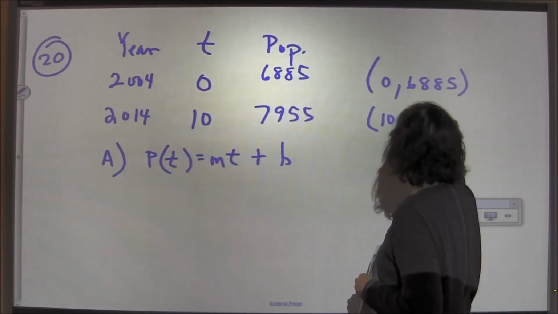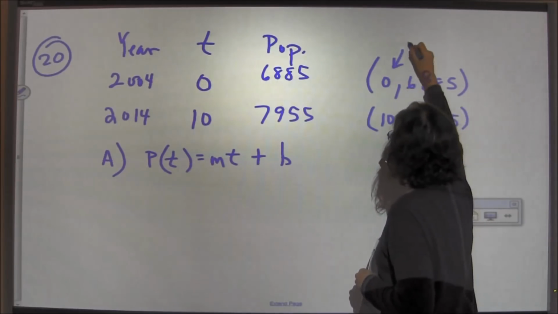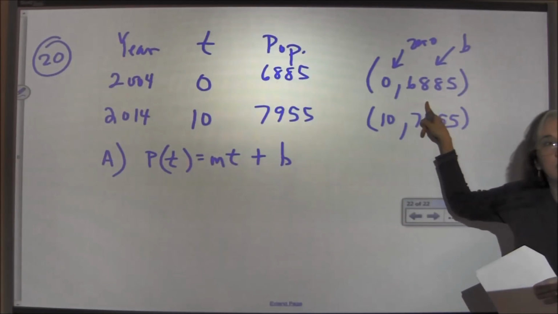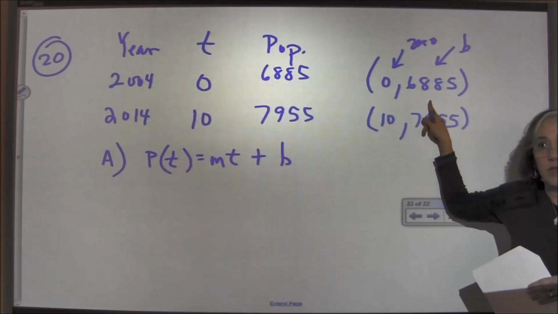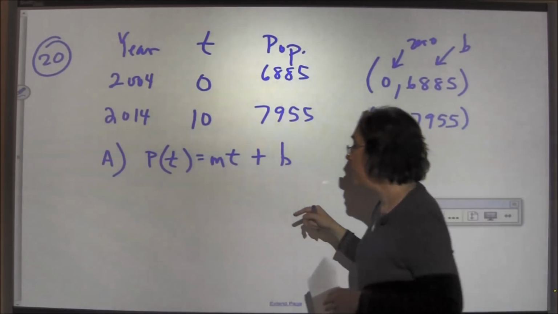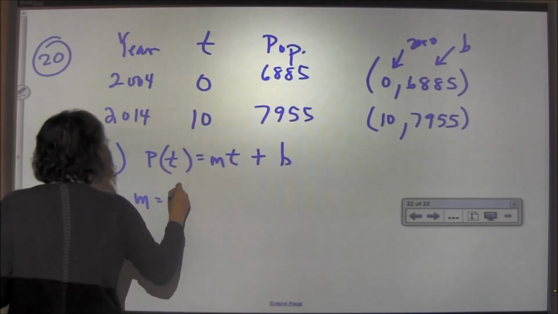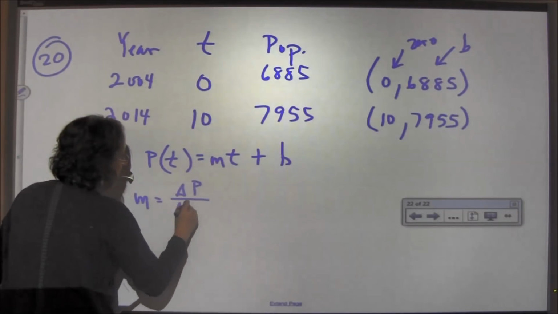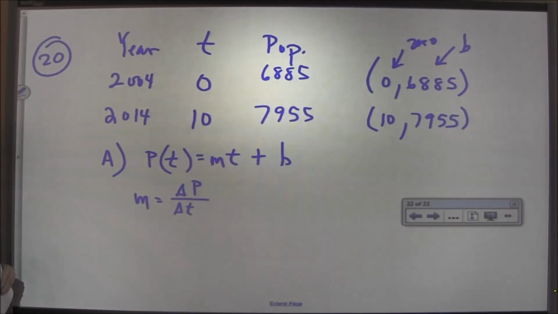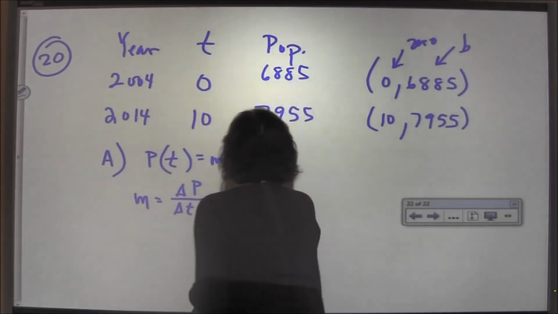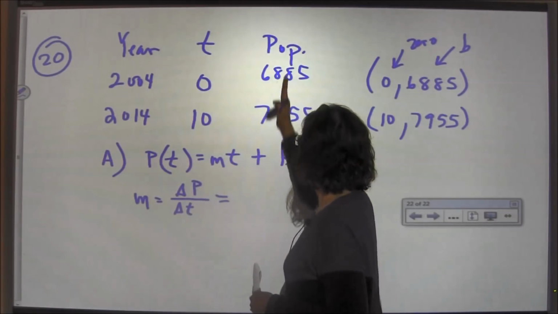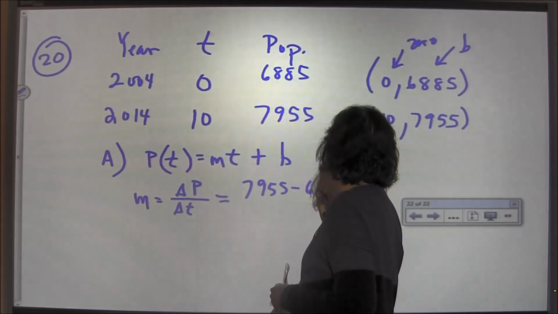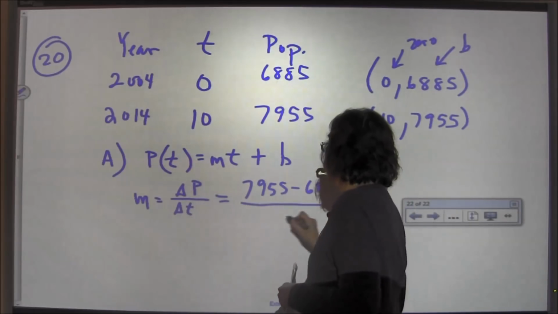It's because this is 0 that we know that's the b-value. So we're not going to have to find it. We are only going to have to find the slope. So let's find the slope. The slope is the change in your dependent variable, which is P, divided by the change in your independent variable, which is t. So that would be, let's go this direction so we have fewer negatives, 7955 minus 6885 over 10 minus 0.